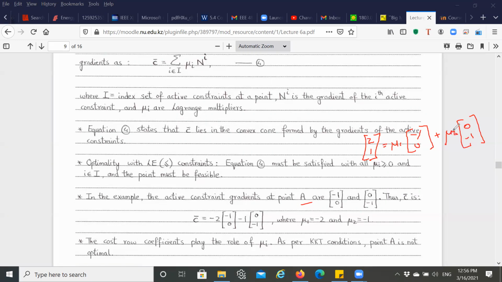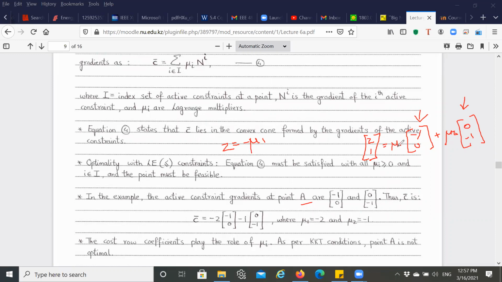At point A, there are two gradients that are involved, okay? So this is one gradient, this is the other gradient. These are the gradients corresponding to the active constraints, and then you multiply them with some mu value, which is the Lagrangian multiplier. So if you solve this, what you would get is 2 is equal to mu1 times -1, which is minus mu1, plus mu2 times 0, which is equal to 0. So 2 is equal to minus mu1. So mu1 is equal to -2.